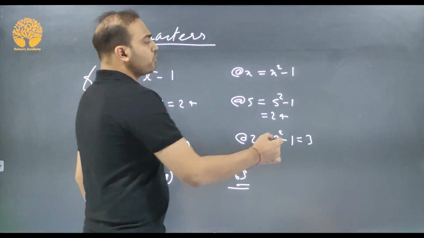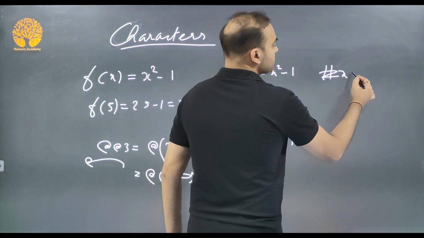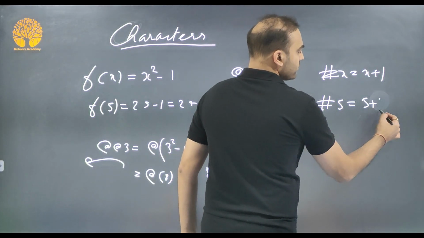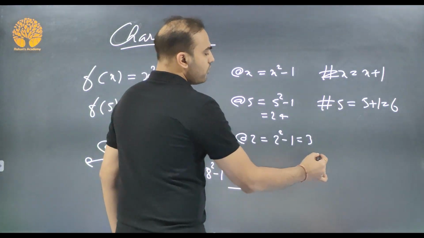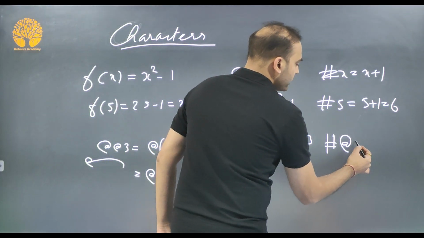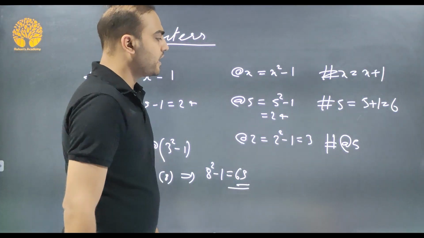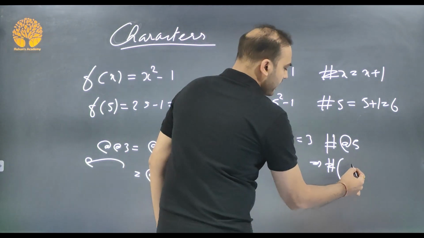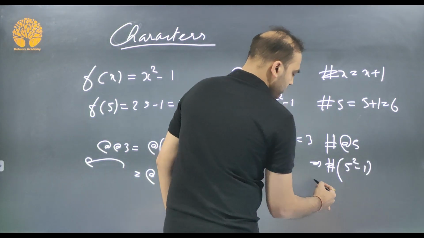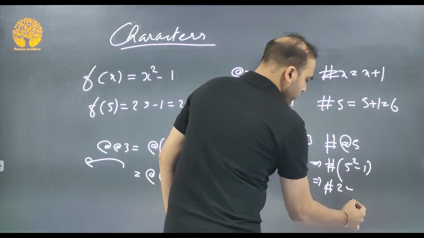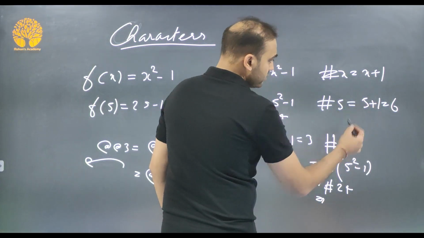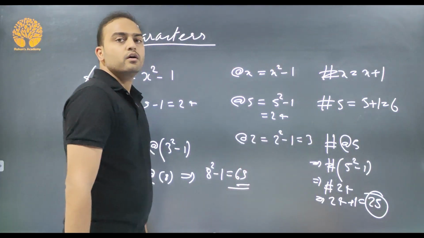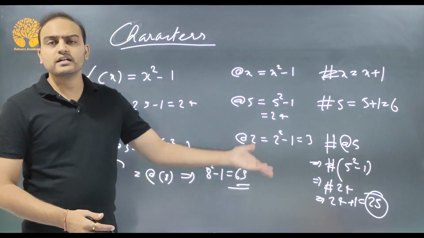You can have at the rate, you can have hashtag. Say hashtag x is x plus 1, so hashtag 5 will become 5 plus 1, which is 6, right? Or hashtag at the rate 5, what will it be? Let's solve. Hashtag will remain as it is. At the rate 5 means 5 square minus 1, that becomes hashtag 24. Hashtag 24 is, from the definition, 24 plus 1, 25, right? So the same question can be asked using custom characters.